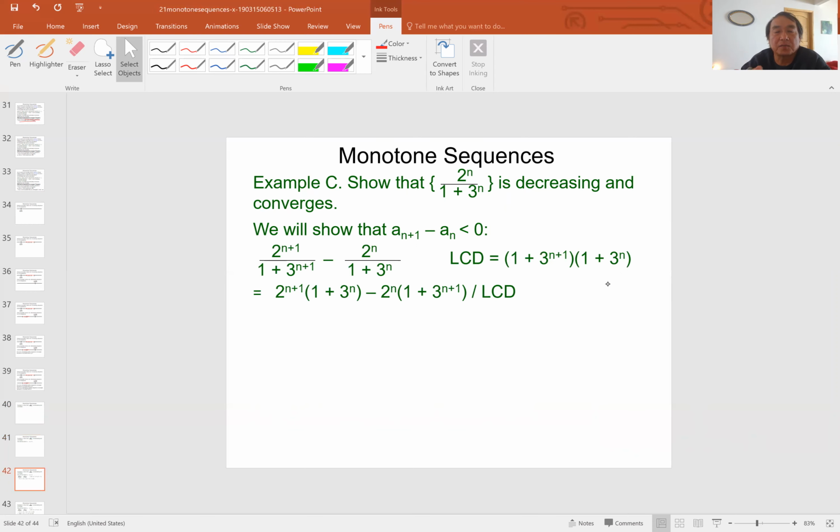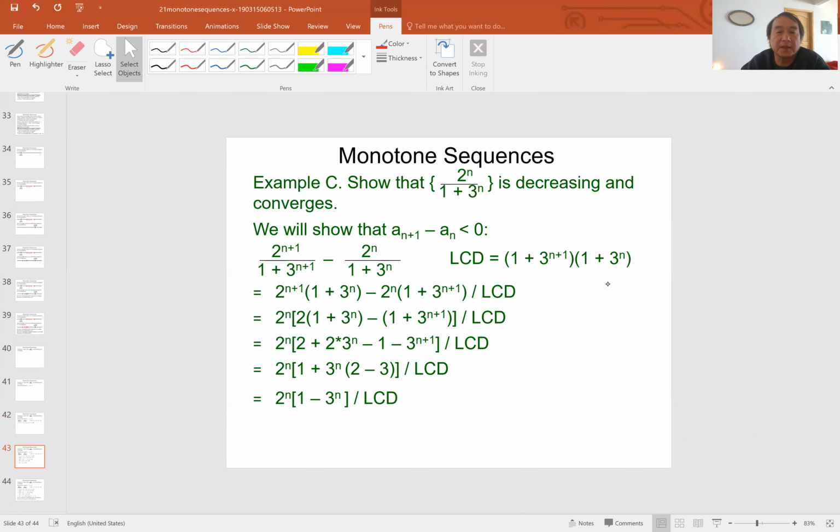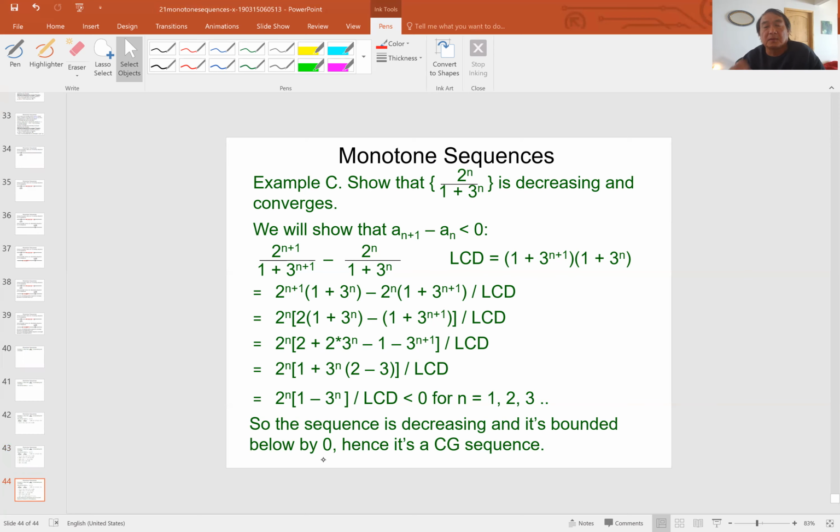And so the algebra goes through, and finally we wind up collecting like terms to get this expression. And the number n is bigger than 1, 2, 3, 4. So for whatever n is, this factor is negative, and therefore the product is negative. Therefore, the difference is always negative. Therefore, this sequence is decreasing. On the other hand, it's bounded below by 0. So therefore, it has a limit.